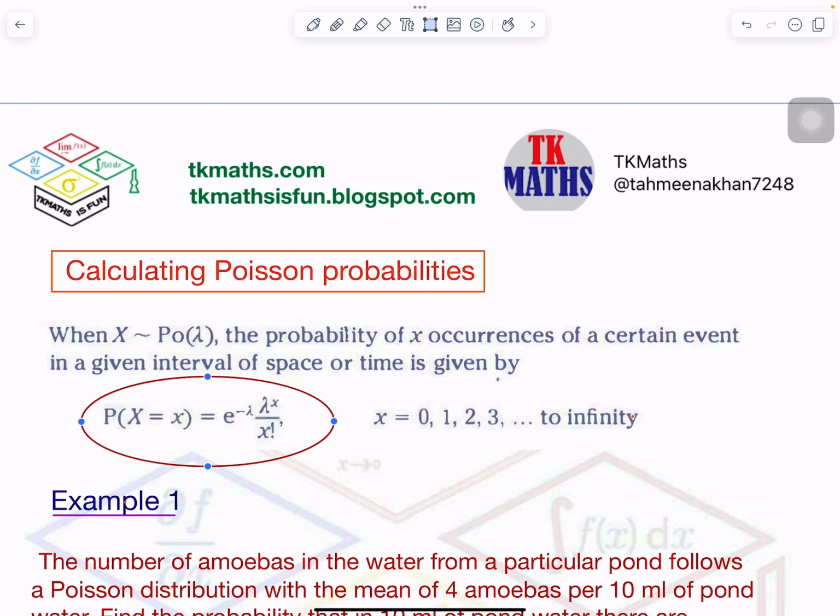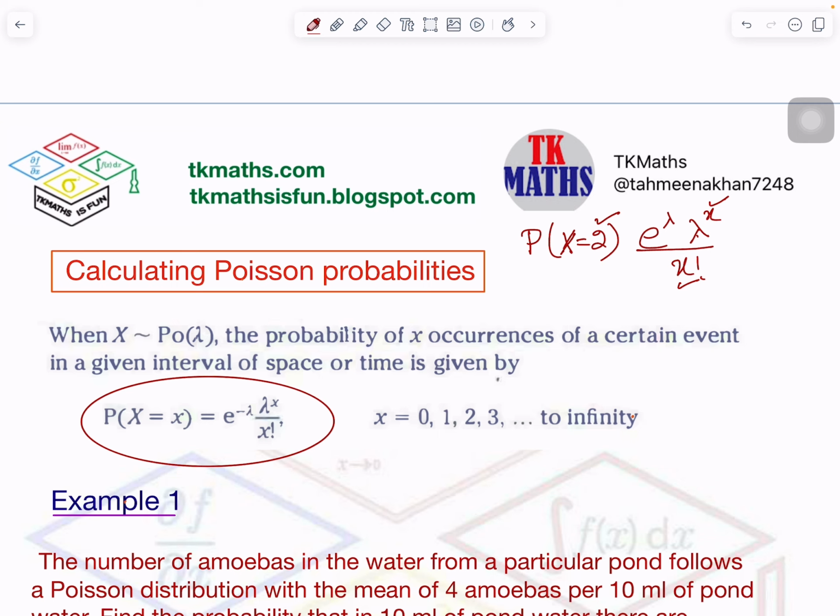Okay, so this is the main formula, because in the question now, example 1, we will see what is lambda and what is x, and then we will simply plug it in. So you have to remember e power minus lambda times lambda power x over x factorial, and we are calculating, for example, probability of x equals maybe 2, 3, 4, whatever. That number will come here and lambda will come as the mean of the question. So let's see this question here.